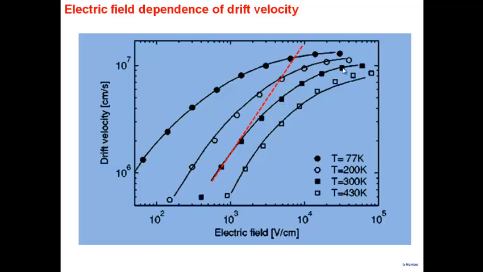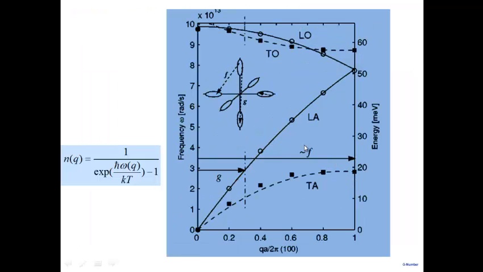Now the issue is, why does it saturate here? It becomes constant. Why does it become constant? Well, we can explain it on the basis of these phonons. Note that normally these optical phonons are high energy. So my electron cannot absorb an optical phonon and get scattered, since there are none available. So this scattering mechanism is not there.